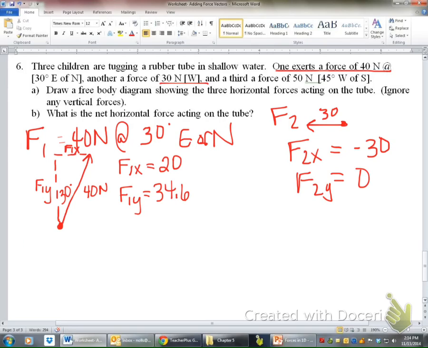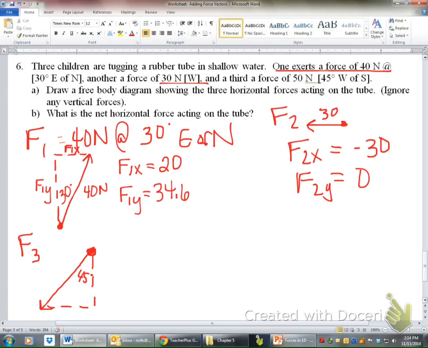So easy. And let's look at our last vector here. We're going 50 newtons at 45 degrees west of south. So we're dealing with a 45-degree angle here. So we're going to go in this direction, and we can draw the triangle on either side because it's a 45-degree angle. That's the reason. If we want to go west of south, then that means if we want to follow its actual specifications, we go that way.